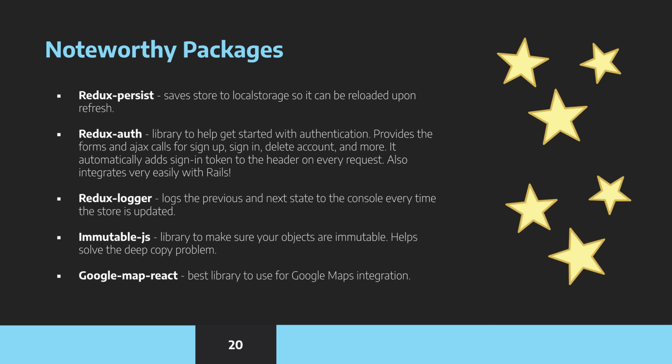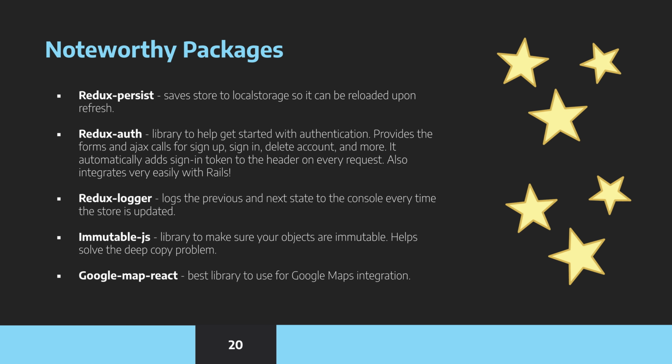Redux Auth is a library to help you get started with authentication. It provides forms, AJAX calls for sign up, sign in, delete account, and a whole bunch more. It automatically adds the sign-in token to the header on every request, which is really cool. It also integrates very easily with Rails. There's a demo set up, and you can basically hook it into Rails very easily, and it integrates with Devise. It's just a really awesome library, so highly recommend.